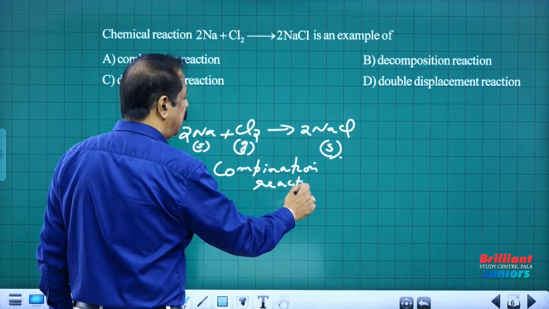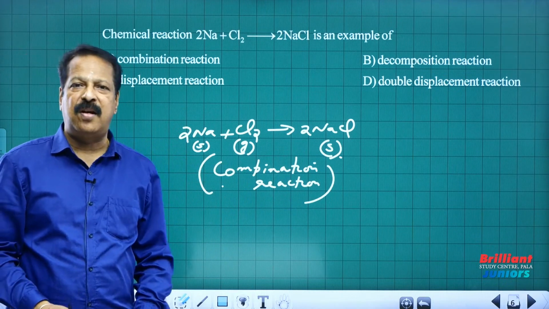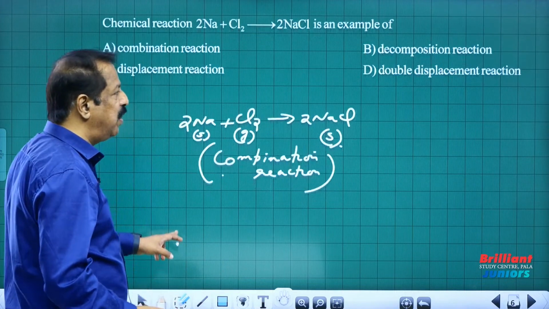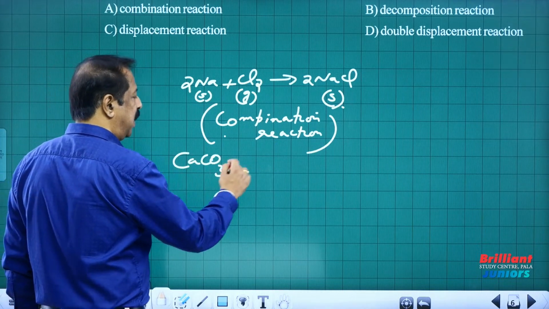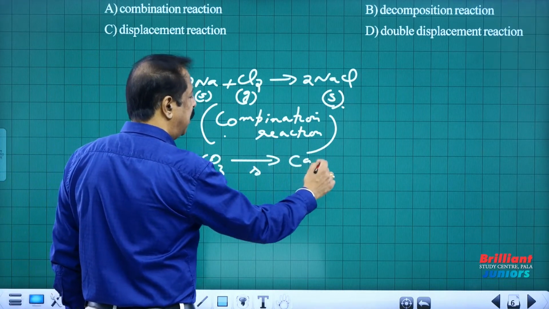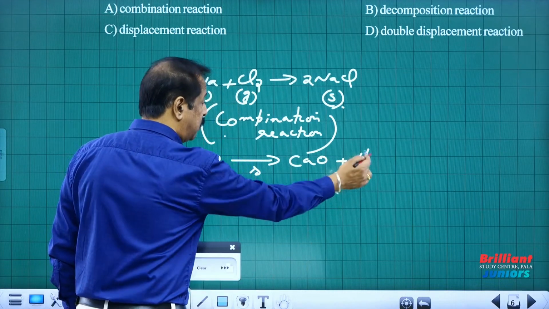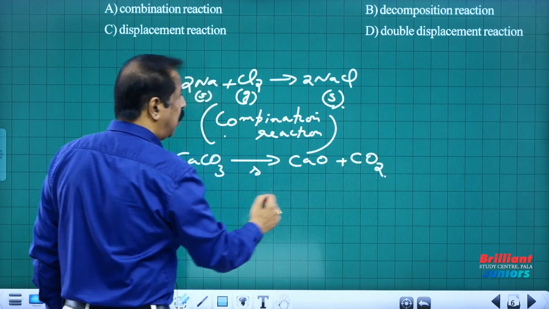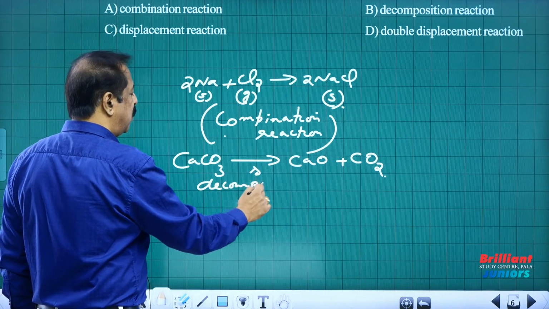Two elements combine to give a compound. That is called a combination reaction. Decomposition reaction means a compound on heating decomposes to give two different products. You take calcium carbonate, and on heating it will give calcium oxide plus carbon dioxide. So this is an example of a decomposition reaction.